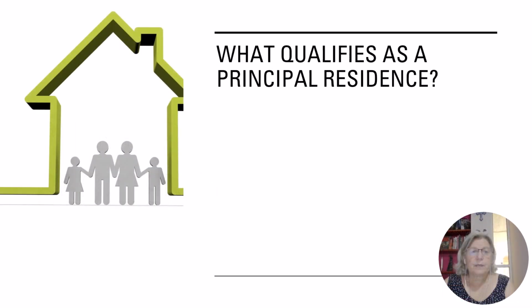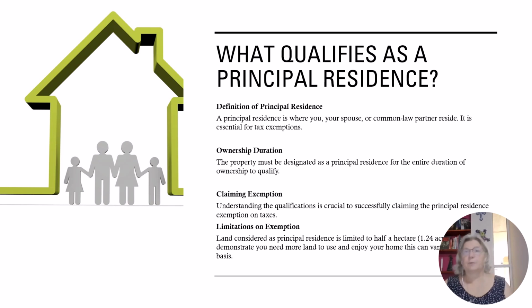Now let's talk about that principal residence exemption. What qualifies as a principal residence? Okay, well, it's really simple. It's where you live, where you reside, or your common law partner, your children. It's essential for tax exemptions. You have to have lived there the ownership duration, the entire period. This has to be designated as a principal residence for the entire duration to qualify.